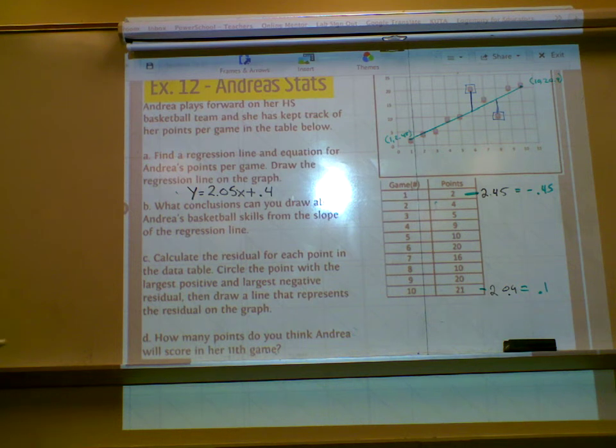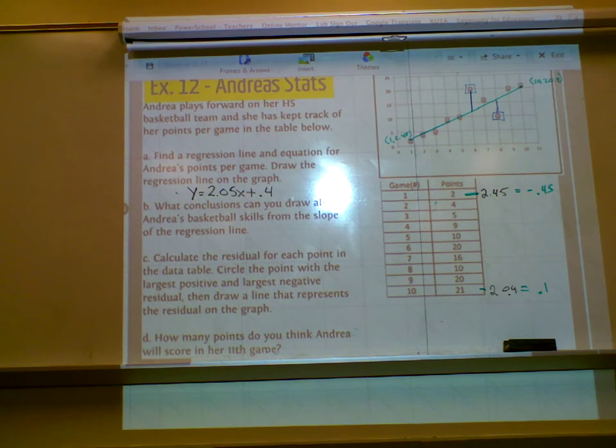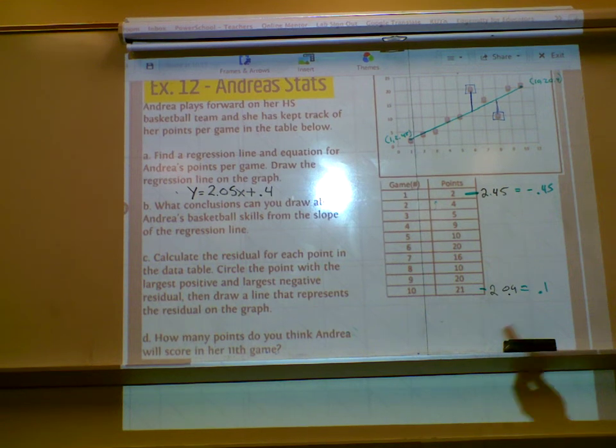Okay. Last part. How many points do you think Andrea will score in her 11th game? Now, is this predicted or is this actual? Predicted. So where do I get my predicted values? Do I use the equation or the table?